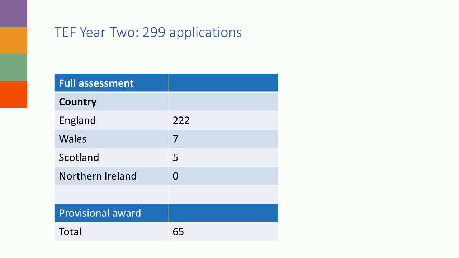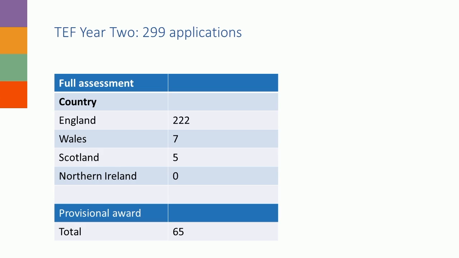Now, after the application deadline, we published some information about how many providers are taking part, and you can see a summary here. I think if we add that up, 299 in total. And this includes, in the top table, the providers that have applied for a full assessment and will receive a rating of either bronze, silver or gold.